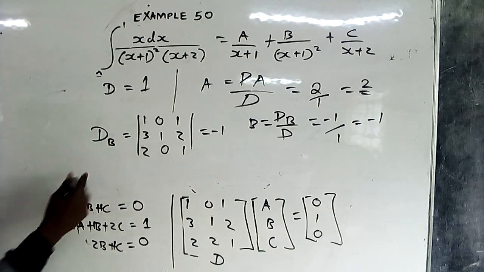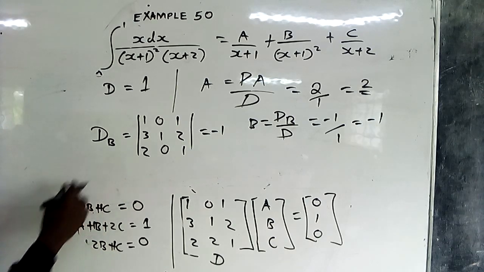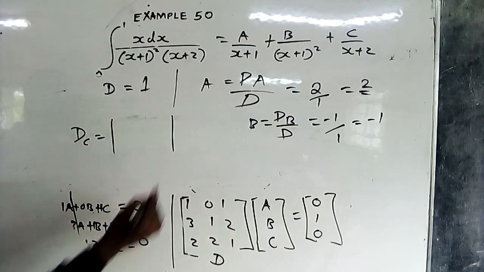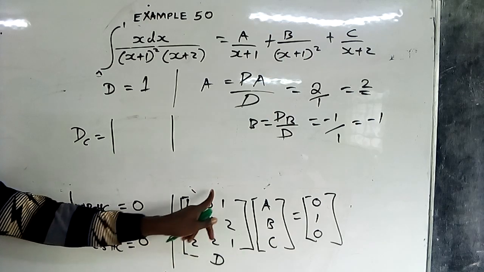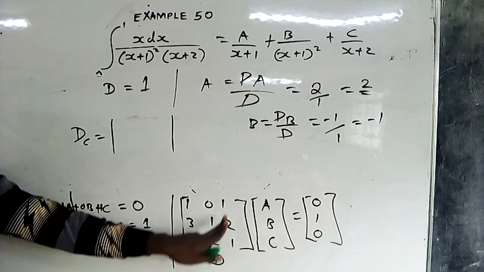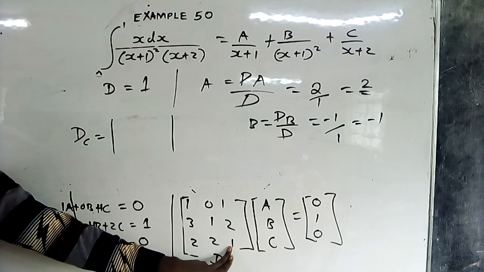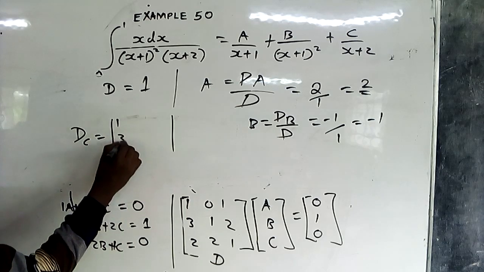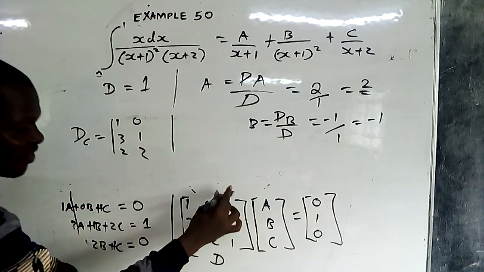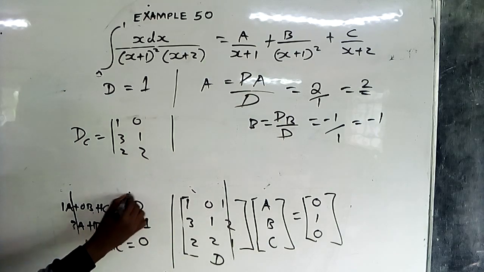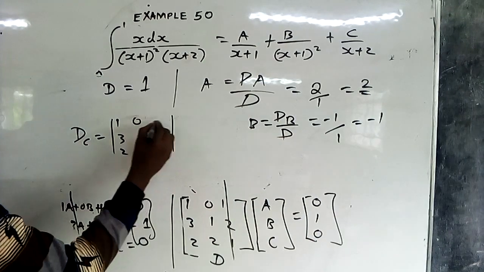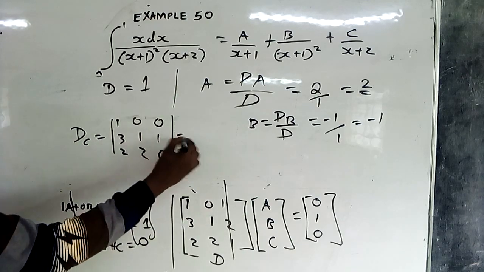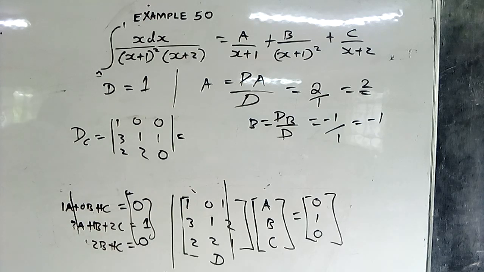D of C, isn't it? So D of C is the determinant of, meaning C is the third column. You substitute the third column of this coefficient matrix, isn't it? Are we together? The coefficient matrix is this. So we substitute this third column, we will have 1, 3, 2, 0, 1, 2. Then this column is now what we replace with the solution. The solution is 0, 1, 0. So what do you get to be the determinant of this matrix? What is D of C?